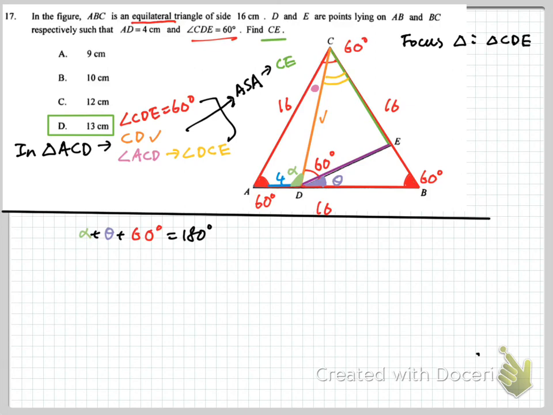Now, do you recall the pink angle? What can you say about the pink angle? We have 60 degrees plus alpha plus the pink angle, it's also 180 degrees because it is the angle sum of a triangle. They all add up to 180 degrees. So what does that mean? That means the pink angle equals theta. So this theta in fact is the pink angle. So now we have a pair of equal angles.